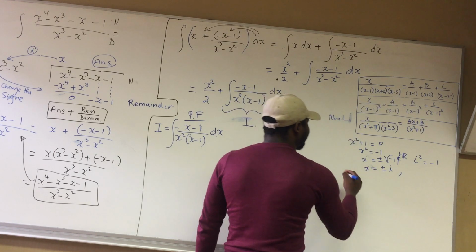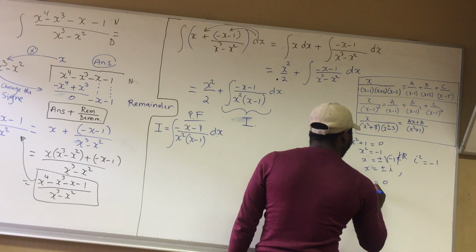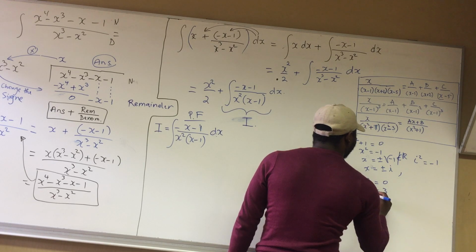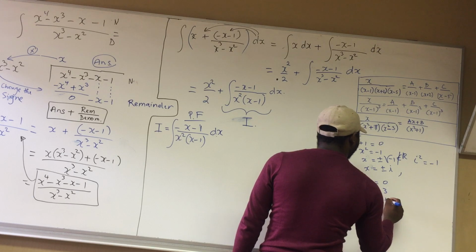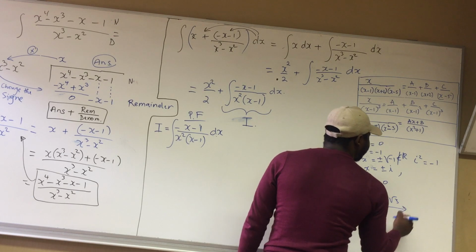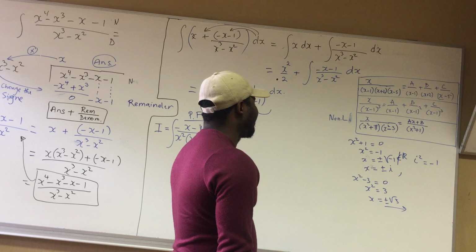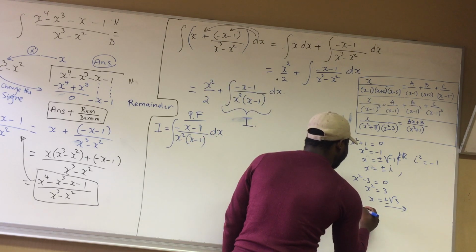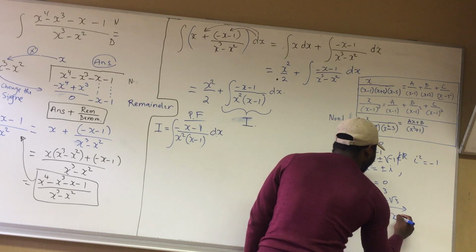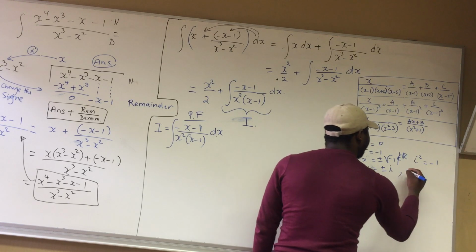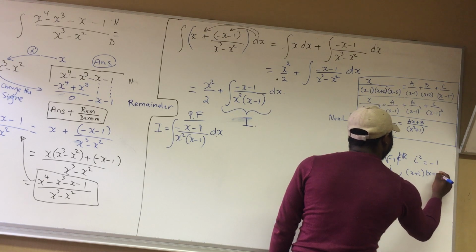Alright? But look at this one. I have x squared minus 3. This one will equal to 0. X squared will be equal to 3, so x will be plus or minus square root of 3. These are distinct answers. Okay? So I can write this as x plus square root of 3 and x minus square root of 3. This one you can write it as x plus i, x minus i.